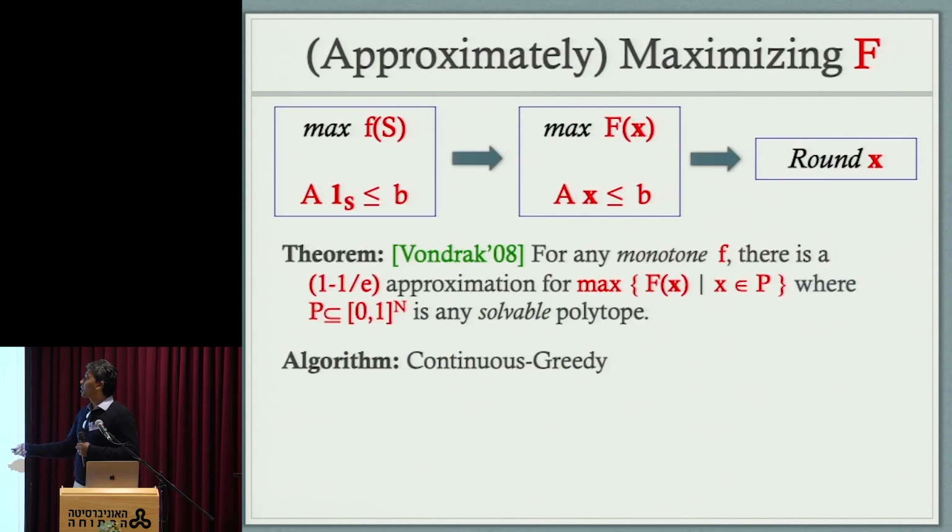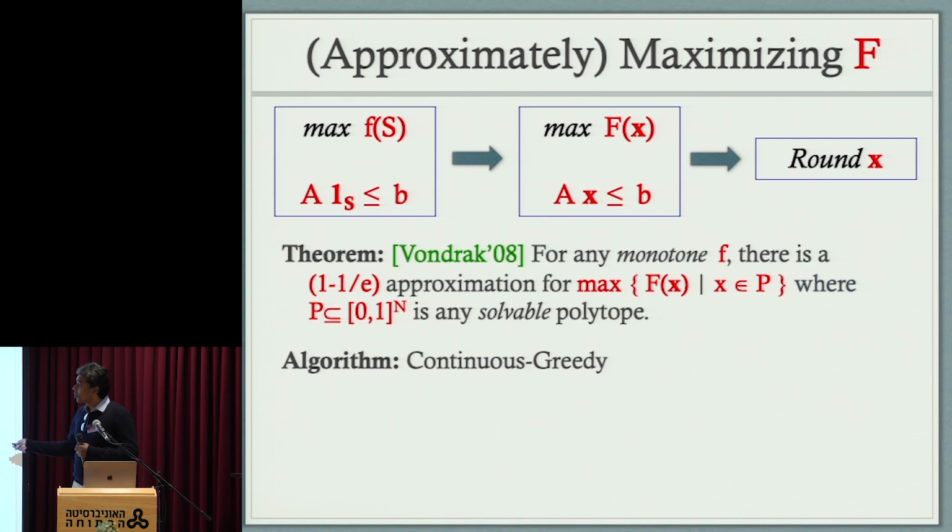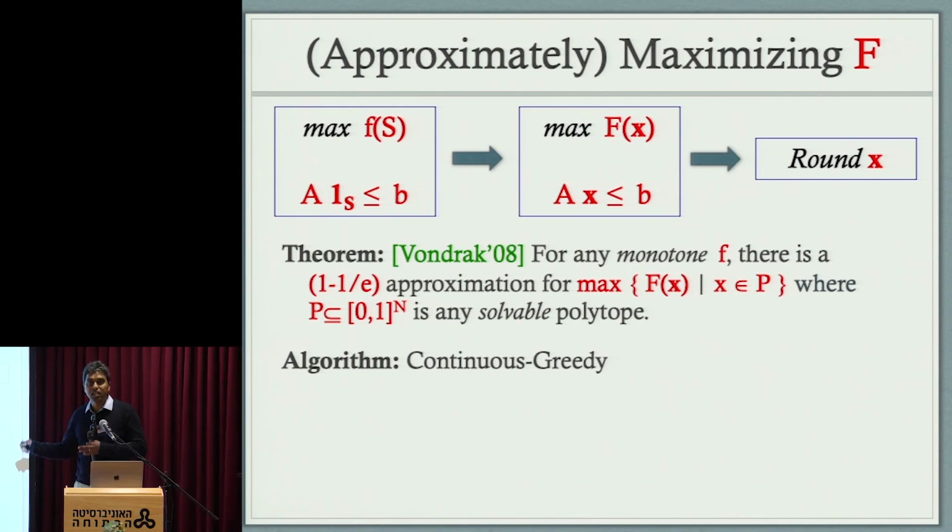Now let's get back to this problem. What we would like to do is solve this discrete optimization problem. Instead, we try to solve this continuous optimization problem and then try to round it. Now the question is, how do we solve this? Because this is neither concave nor convex, you cannot use standard continuous optimization techniques.